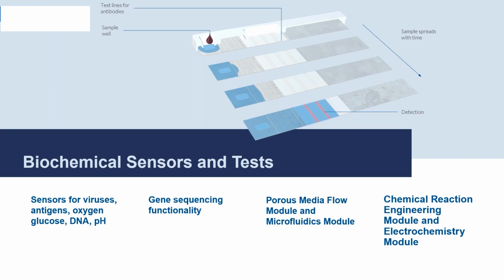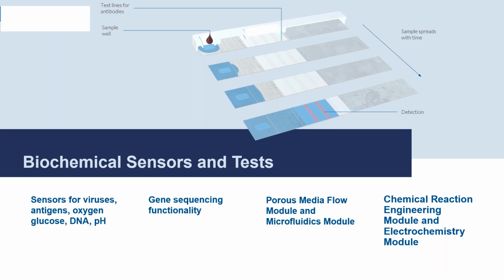They're very important, and they're sensors for things like viruses, but more things as well: antigens, oxygen, glucose, which is important for metabolic diseases like diabetes, also DNA, and then pH. All these sensors are important. And there's also things like gene sequencing functionality as well that's needed with these biomedical sensors and tests. And so COMSOL provides tools to do this.